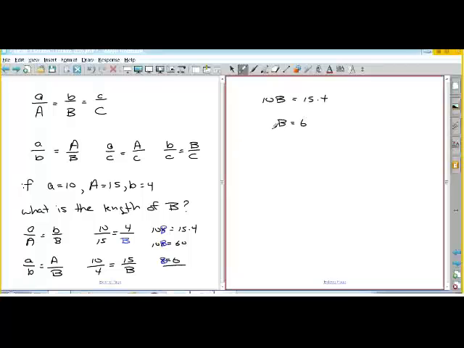So either way works. You can compare the same sides on different triangles, or you can compare adjacent sides on the same triangle versus the same two sides on the bigger triangle. And you don't need to know the angles, you don't need to know anything, you just need to know that the two triangles are similar to each other.